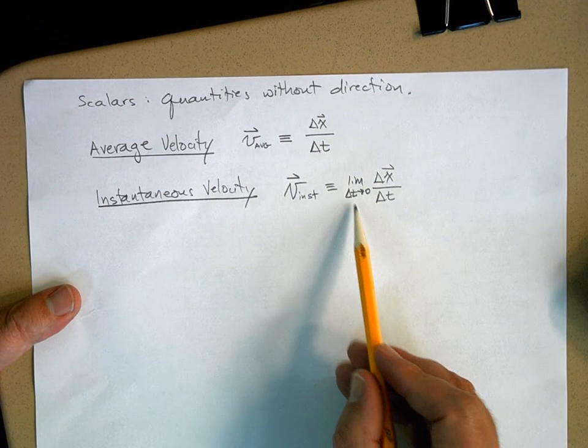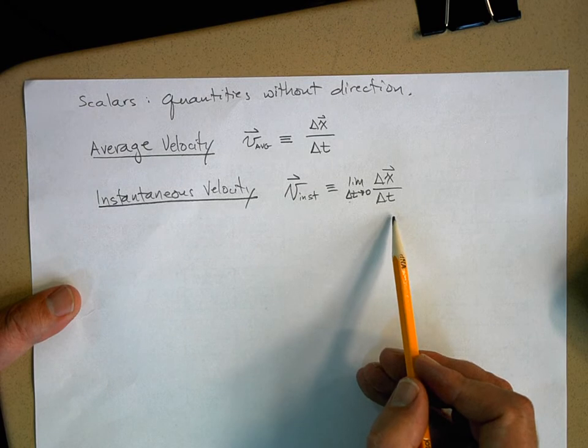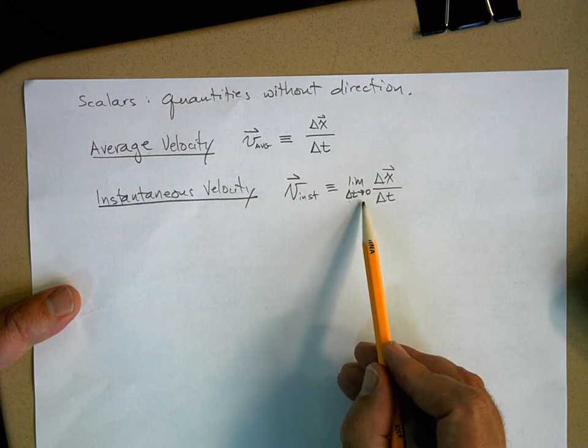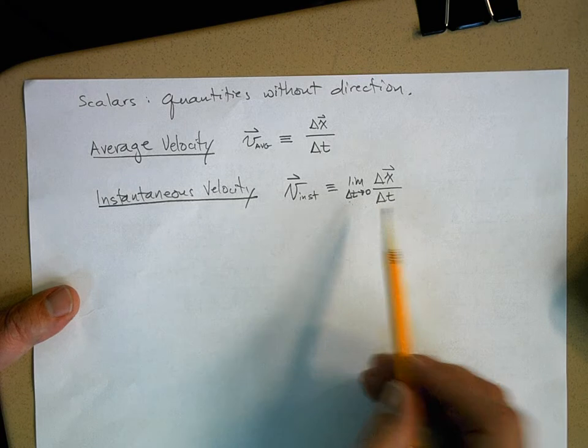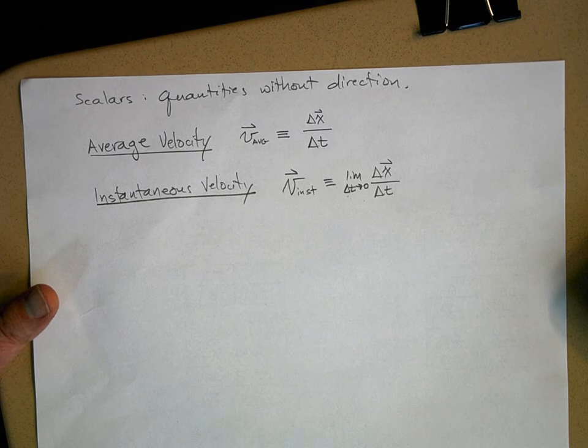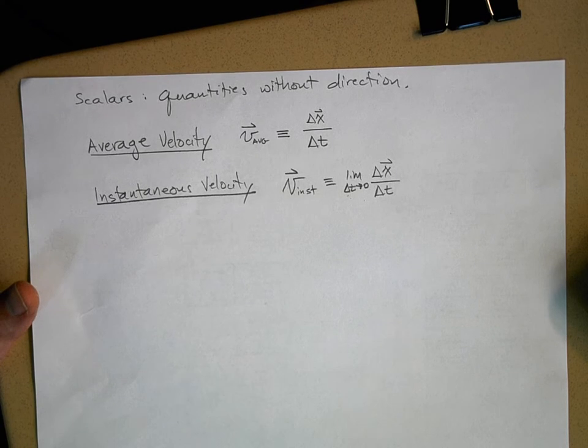In other words, delta t can't be equal to 0, right? Because you can't divide by 0. But you can let delta t approach 0, and what you get is a velocity that is how fast you're going and in what direction. You have to include direction with it at that instant in time. So when you're driving west on the freeway and you're going 65 miles per hour, you'd say my instantaneous velocity is 65 miles per hour to the west. You have to include the direction.